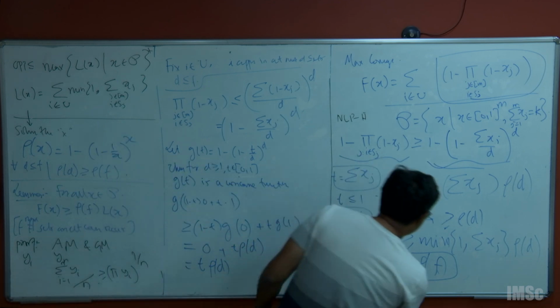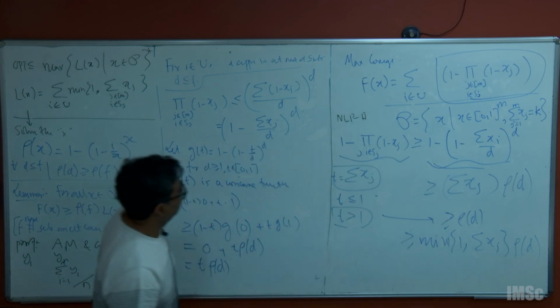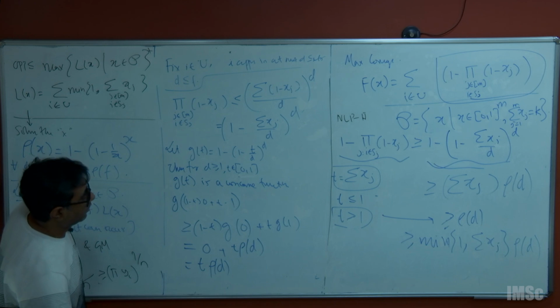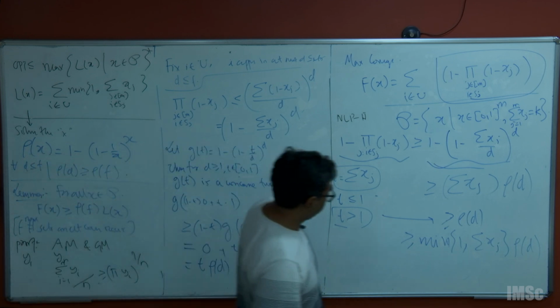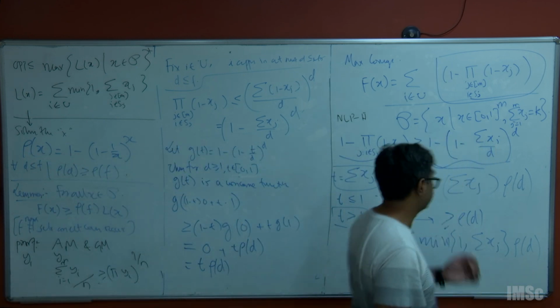Okay. Now what I want to do is the following, right? So this is what we showed for a particular element. What we showed is that this is at least rho times t.